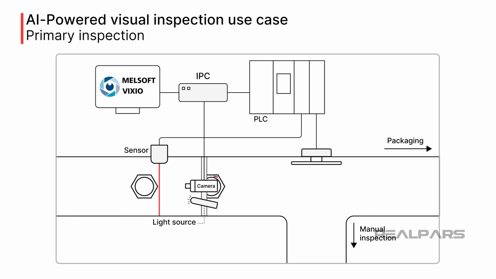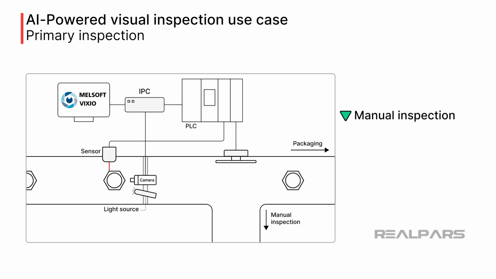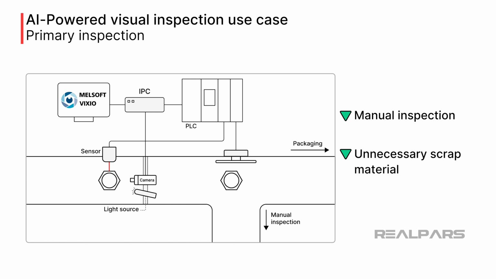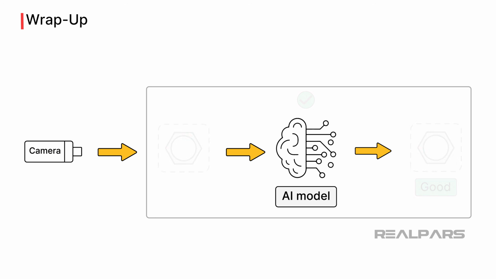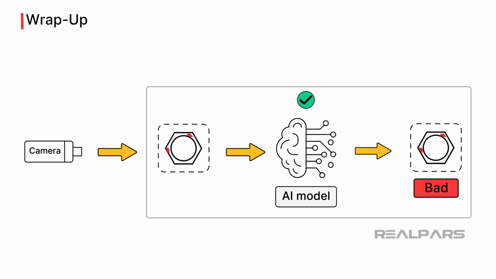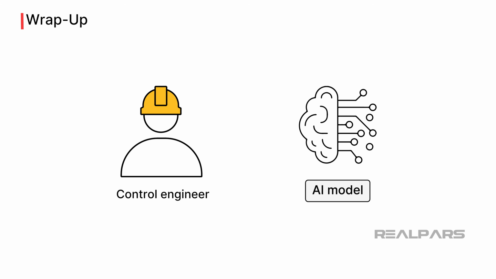This is a very good solution for manufacturing companies because it limits the amount of manual inspection that is required for a production line, limits the amount of unnecessary scrap material produced, and provides an opportunity to continuously improve the performance of the system. In this video, we saw how AI can be applied to industrial automation to improve the way certain applications, like automated visual inspection, are being solved. As companies continue to adopt AI, AI skills will become more important for control engineers to have.